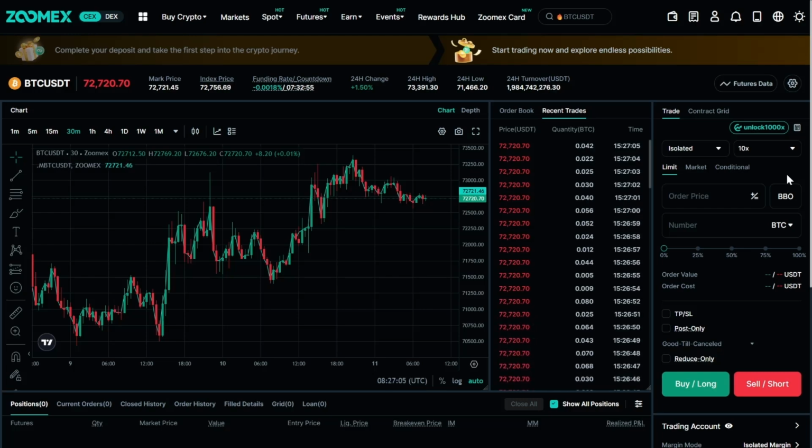We have some customizations within our limit order. The first one is BBO. If we select BBO, this stands for Best Bid and Offer. A BBO order automatically places your order at the best available price in the order book. So if you're placing a buy, it places your order at the lowest ask, and for a sell, it places your order at the highest bid. So this is a quick way to get a good price without manually setting it.